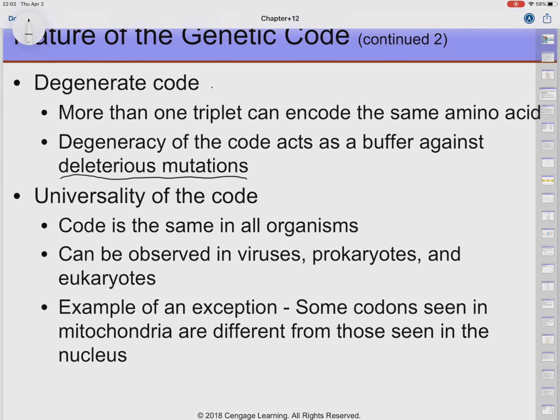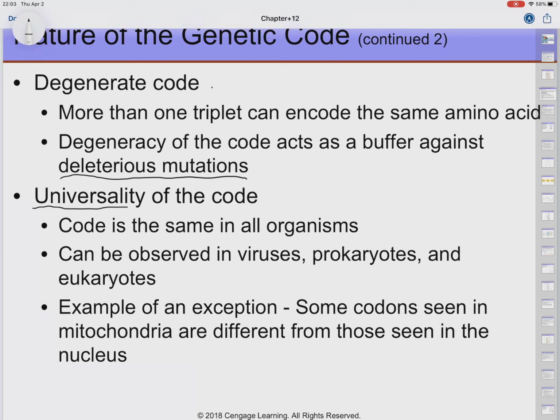So it's good to have that. One of the other things about the degenerate code is that you don't have to have lots of one particular tRNA, right? To code for an amino acid like phenylalanine, we don't need to have tons of the phenylalanine tRNA. We actually can just have normal levels of those different tRNAs, and phenylalanine gets coded for anyway. So having more than one tRNA that codes for the same amino acid is a good thing.